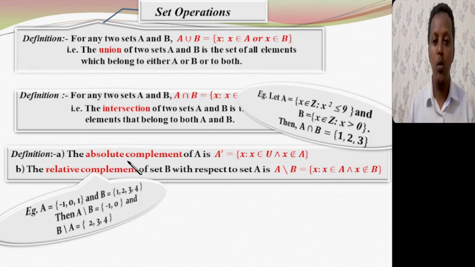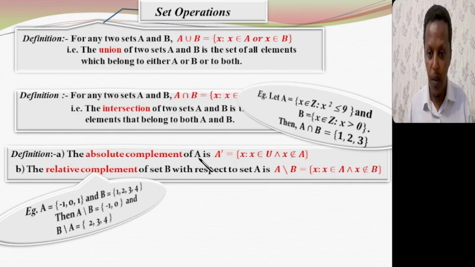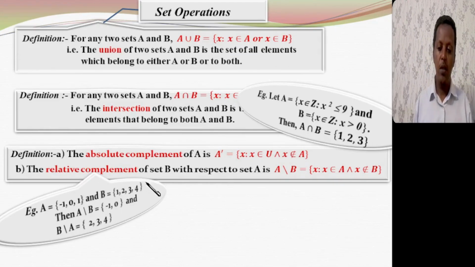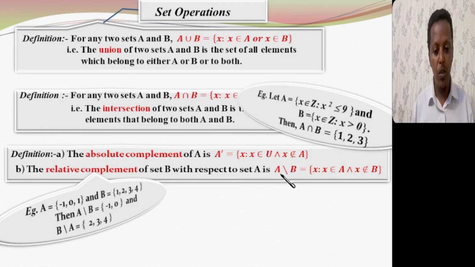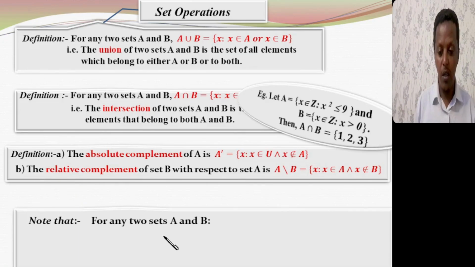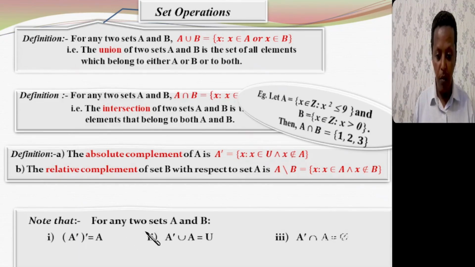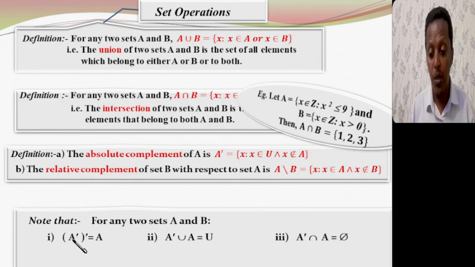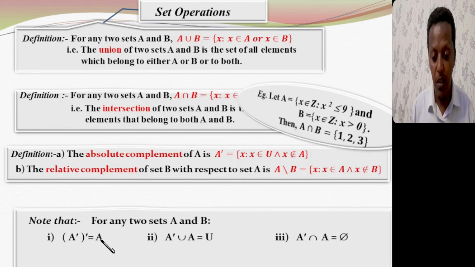When we find the absolute complement of a set, yes, we compare the set with the universal set. But for the relative complement, we are finding the relative complement of set B with respect to set A, or the relative complement of set A with respect to set B. Now the other important remark regarding the complement: given any two sets A and B, the double complement of a set is the set itself.